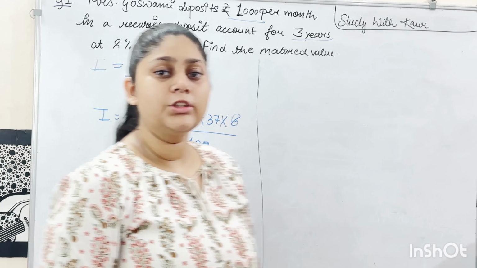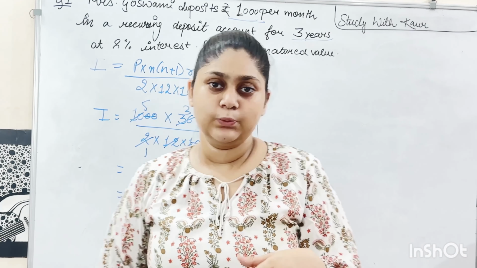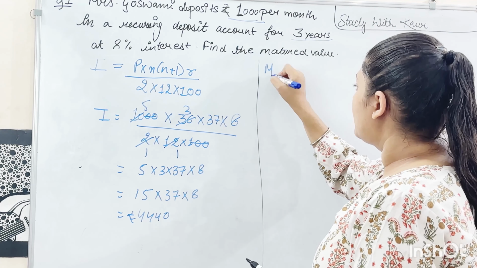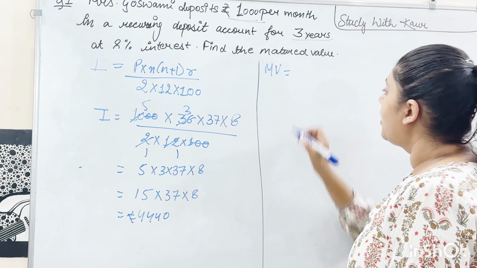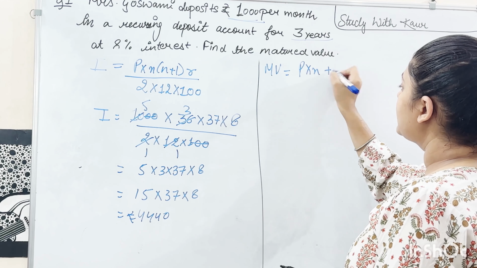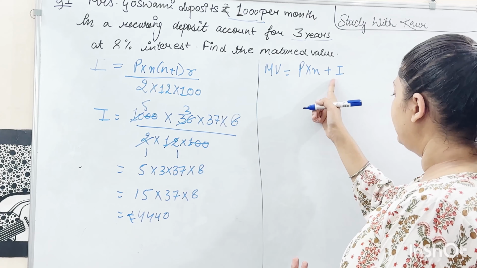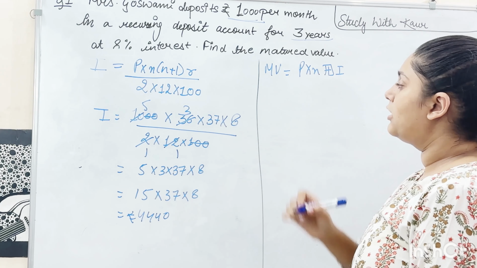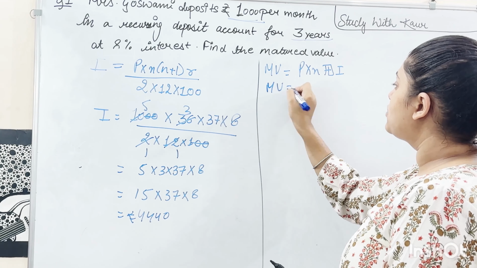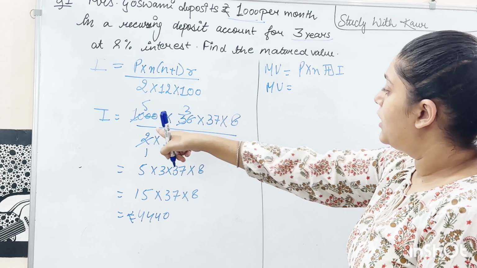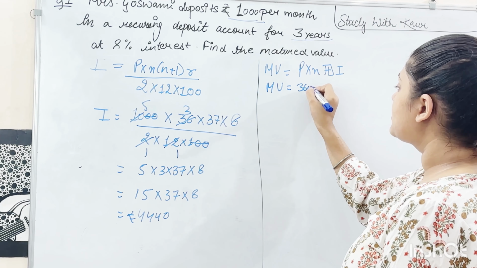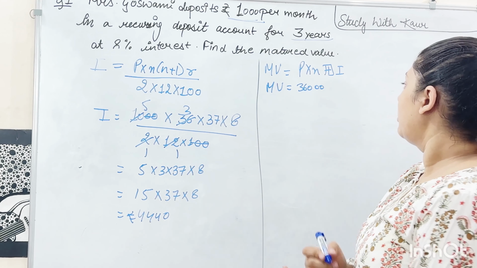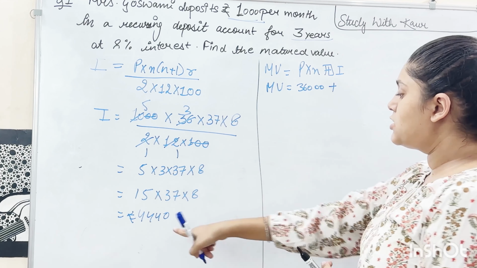Now let's take out the MV, that is your maturity value. After doing the question, I will again explain what I did. This is maturity value, which is P into N plus I. It's not multiplication, it's addition. Please remember that. Clear? So MV equals P into N, that is 1000 into 36, that is 36,000. Clear? Plus, what is the interest?